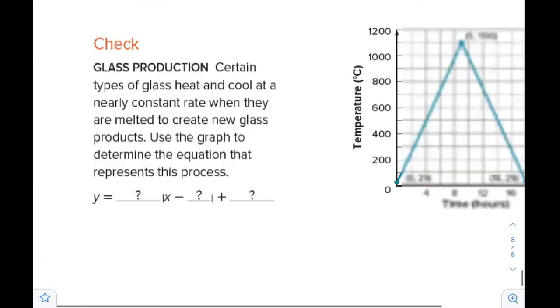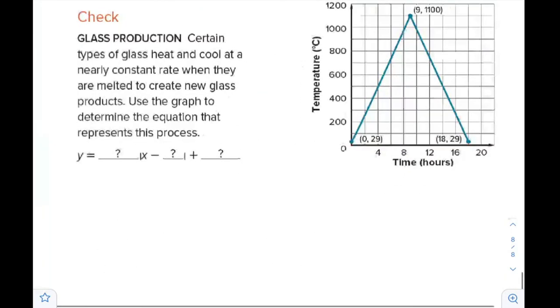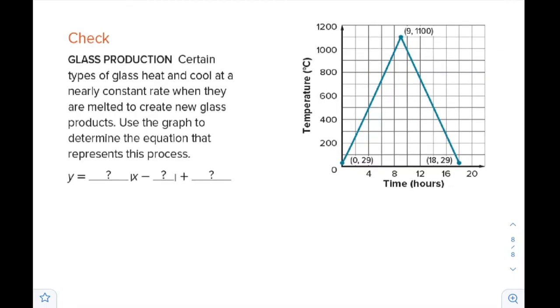And here, finally, we have a real-life application. Certain types of glass heat and cool at a nearly constant rate when they are melted to create new glass products. We don't care about any verbal statements here. We have the graph here ready, which is easier for us. And let us represent this in terms of function. Since it is flipped upside down, I am sure that there is a minus sign here.